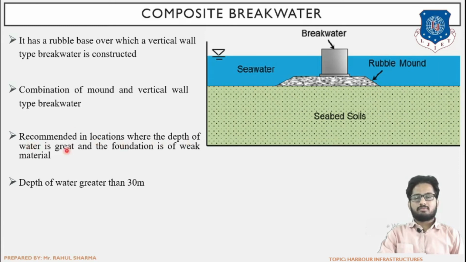Recommended in location where depth of water is great, as I told in the previous slide, and foundation is of weak material, because basically here, as mounds are existing in the beneath layer, that is the bottom layer, so wherever the foundation is of weak material, even though because of existence of this beneath layer, the breakwater can be kept in a stable situation. Depth of water where it is greater than 30 meter, in that situation this composite type of breakwater is recommended. So situation where weak material is available as a foundation material, in that this both the properties can be combined.